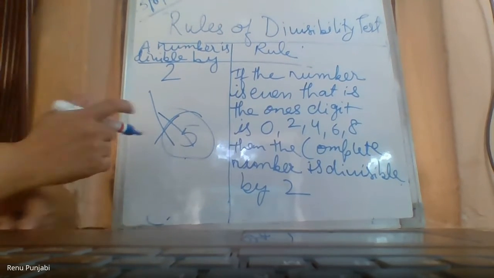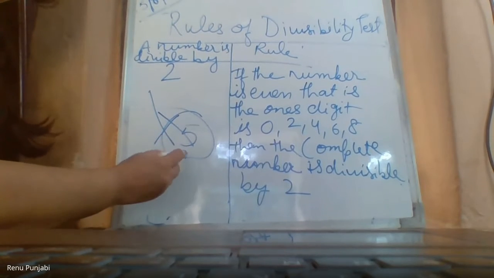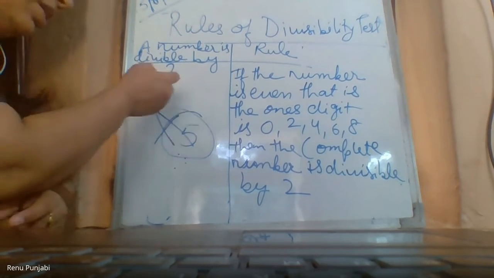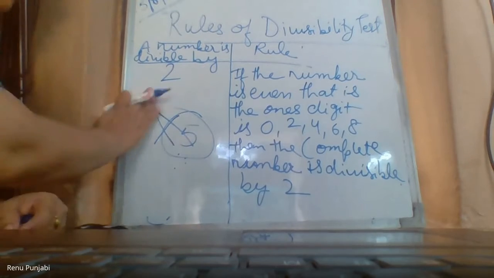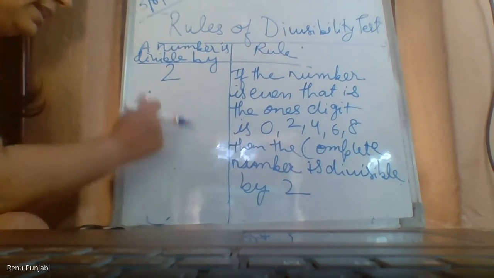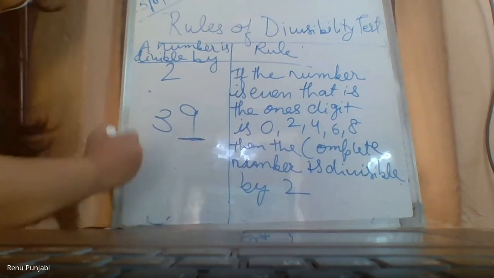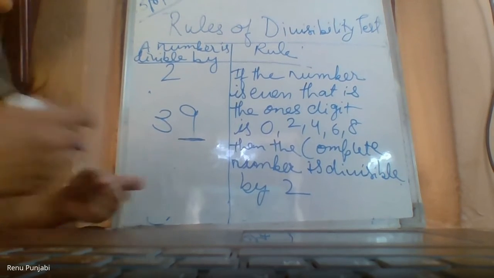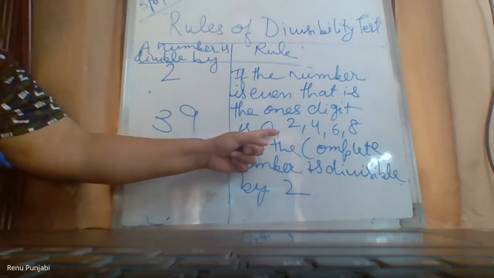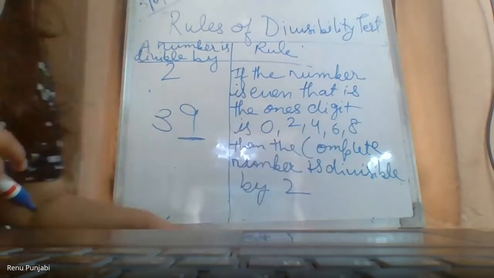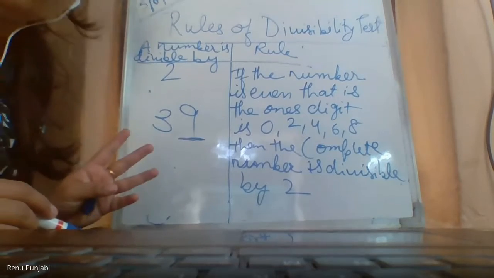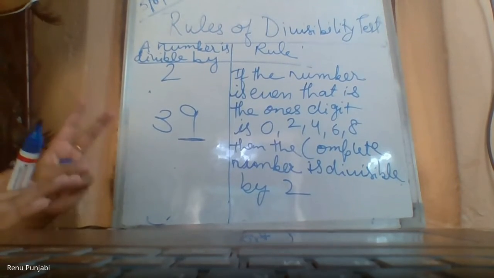Yes, Karnav, I'm asking you, said the number 5. Number 5 is an odd number which is not exactly divisible by 2. If I take a two digit number like 39, at the ones place there is a 9, which is an odd number. If you find 0, 2, 4, 6, 8 at the ones place, then the number is divisible by 2, otherwise no. Got it, Karnav?